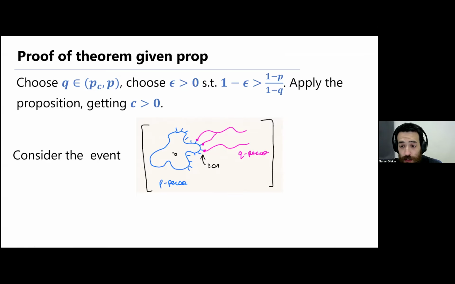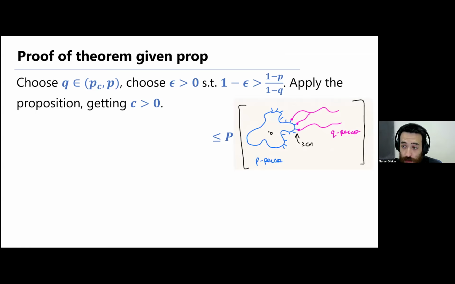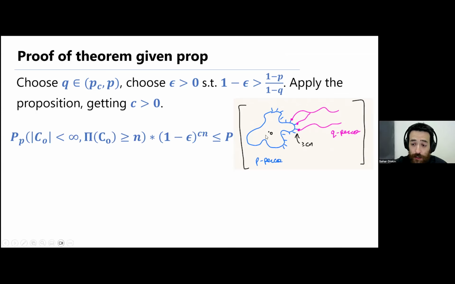So on the one hand, I can bound this probability from below because we have the proposition. The proposition tells us that up to paying 1 minus epsilon to the C times n, the number of touches, this is the same as asking that the cluster in P percolation is finite, but the number of edges required to cut it is at least n. This is just applying the proposition and rearranging. Any questions? Is this clear? Okay.